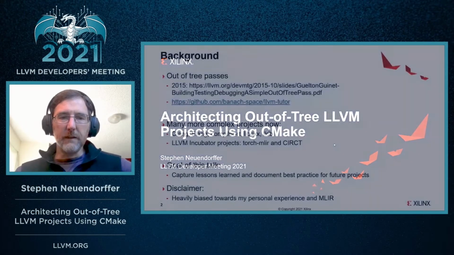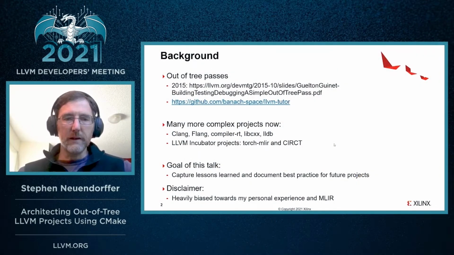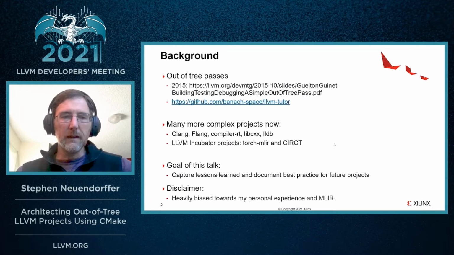So in 2015, there was a great tutorial that talked about how to take an LLVM pass and build it out of tree, and then link it into LLVM afterwards. And there's also a great tutorial here if you're interested in LLVM passes. However, what we see is that there are actually many more complex projects now, and many of these projects are in tree, like Clang and Flang, and the runtime projects. But some of them are also out of tree, like the LLVM incubator projects, Torch MLIR and Circuit.